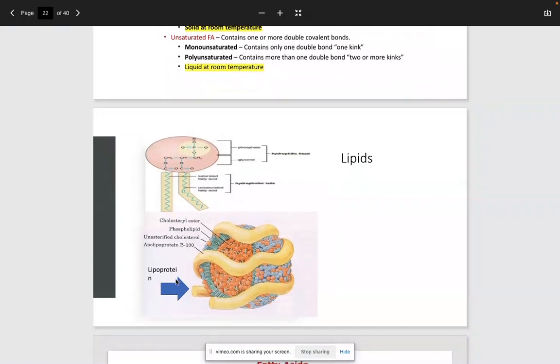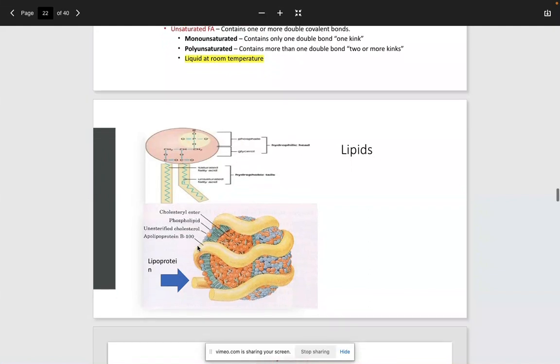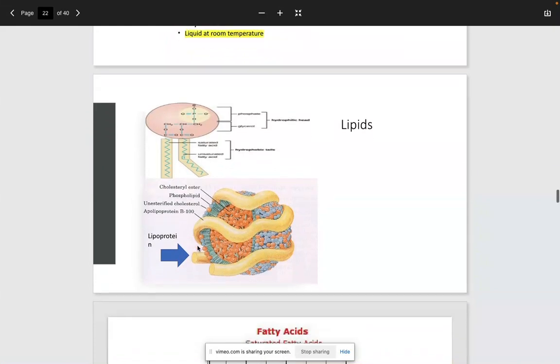This is just a picture showing lipoproteins. This is an example right here of a lipoprotein. You can see the lipids attached to a protein monomer here. Apolipoprotein B100, this is going to be responsible for cholesterol transport within the blood. I guess we'll get into that in biochemistry.